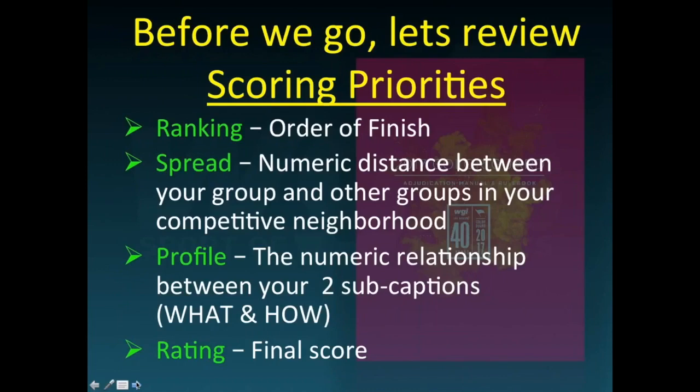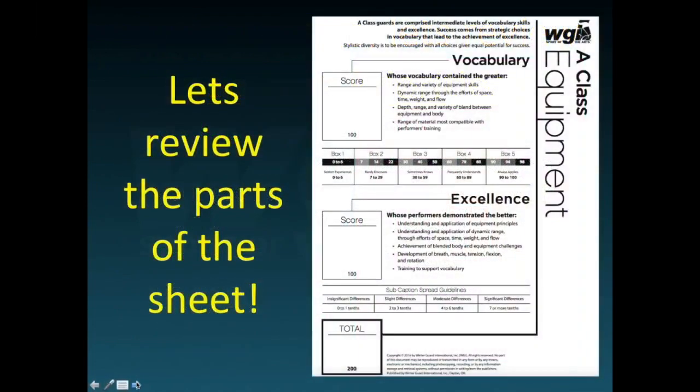Spreading, that Andy referred to earlier, and then also the question referred to, is the numeric distance between your group and the other groups in your competitive neighborhoods. That's the groups just above you and the groups just below you. And that's the score difference. Profiling, which is the numeric relationship between your 2 subcaptions, your what and how. And then rating, which is so many times what people think are the first priority, is actually your 4th priority for the judge. Again, their most important thing is ranking. Rating, or the number, is the means by which they rank. So let's review a couple of the parts of the sheet.